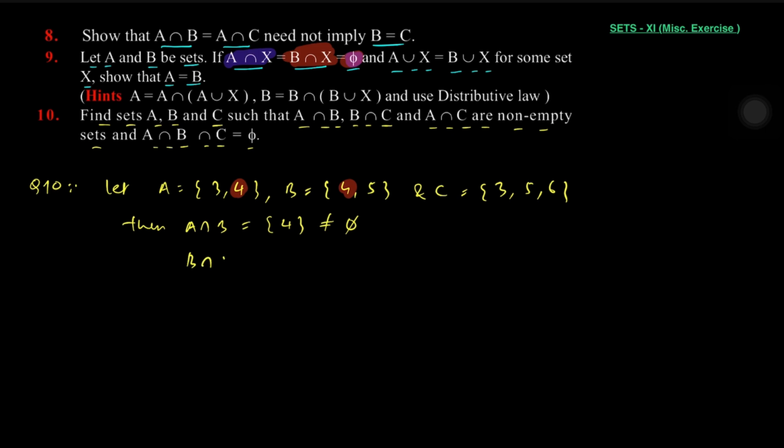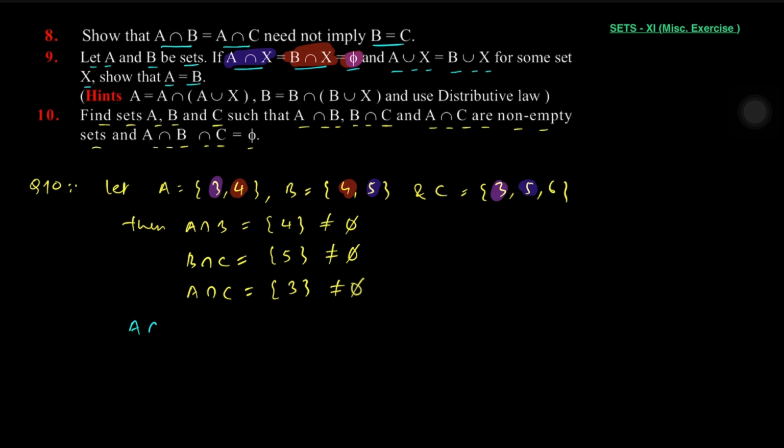Now what will be B intersection C? Here again we have only one common element, that is 5. So this intersection will contain only one element, that is 5, which is again not equal to an empty set. And similarly, what will be A intersection C? Here again we have only one common element, that is 3. So this intersection has element 3. So this is again not equal to an empty set. So this satisfies the given condition as per the question, that is these three sets are non-empty sets.